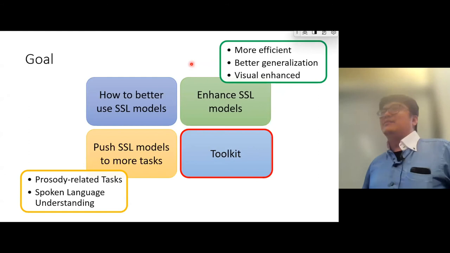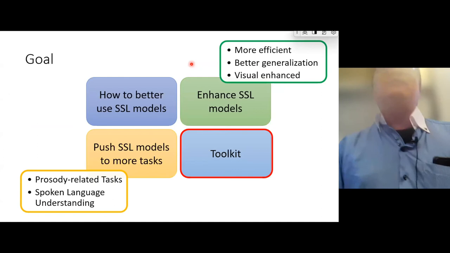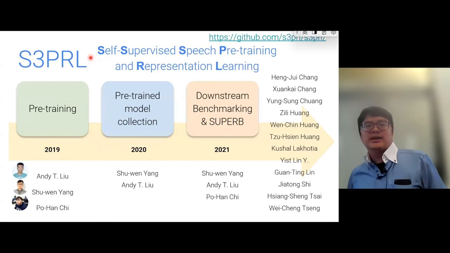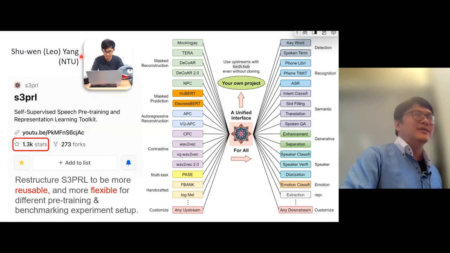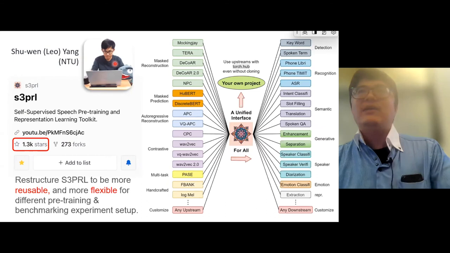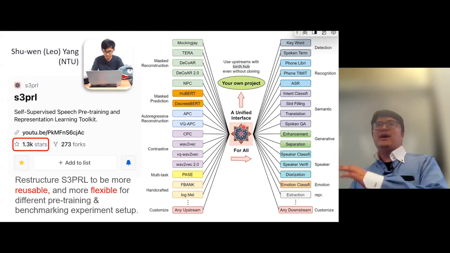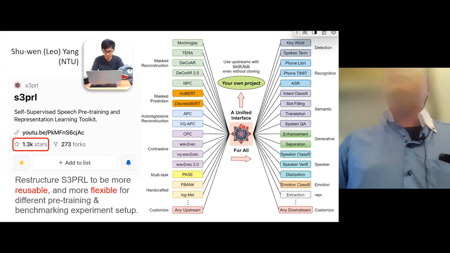And the fourth direction is about toolkits. So probably you have noticed that there is a toolkit called S3PRL, self-supervised speech pre-training and representation learning. And we are very happy that Shu-wen Yang, the main creator of this toolkit, can be here with us for 6 weeks. This toolkit supports a wide range of different pre-trained models and downstream tasks. And it's very handy if you want to do something related to self-supervised learning. This is probably the toolkit you can try first.